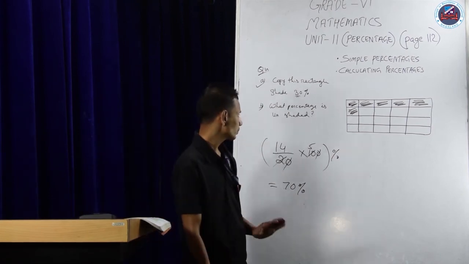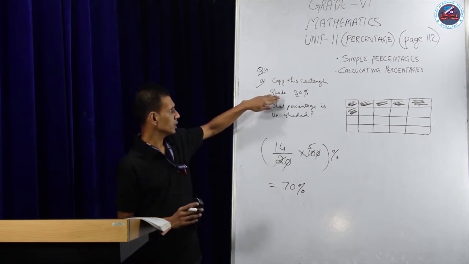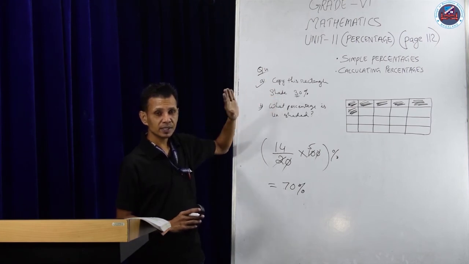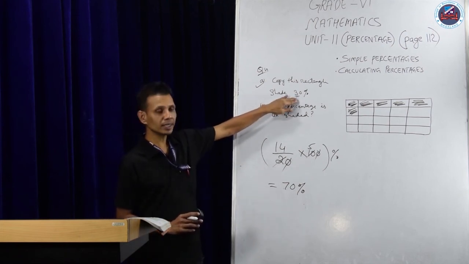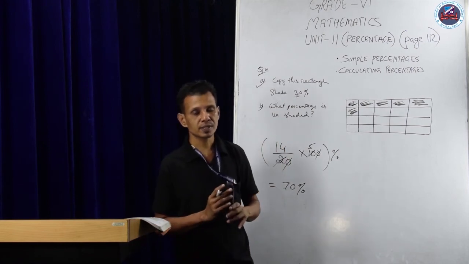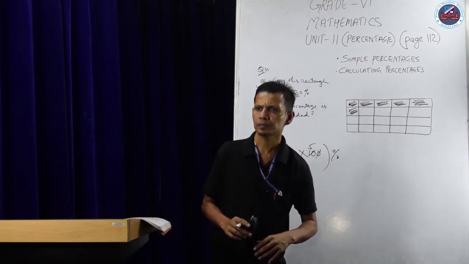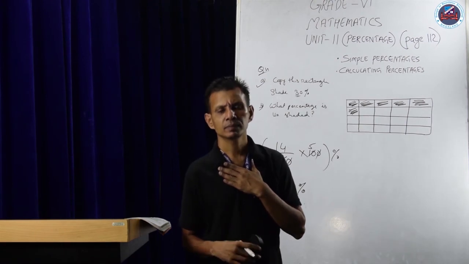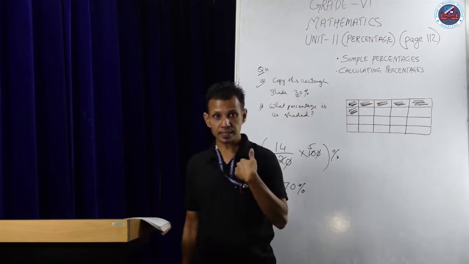Okay? Now, one thing to remember, children. 30% is shaded. That means how many percent is not shaded? 70. Just look, 30 is shaded means 70 is not shaded, because 70 plus 30 is 100. In percentage we are dealing only with 100. Is that okay? For example, I got 10%. Then how much did you get? You got 90%, because 90 plus 10 is 100.